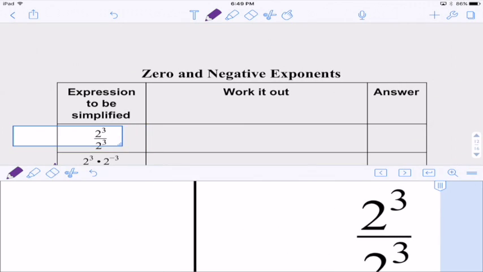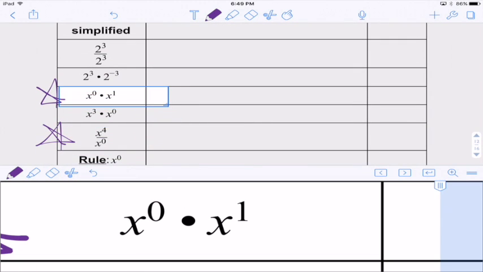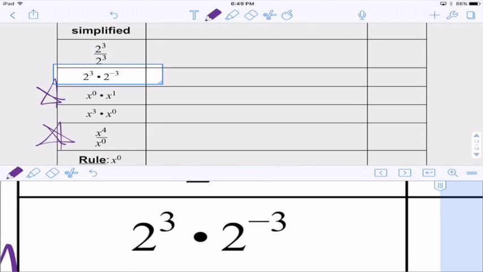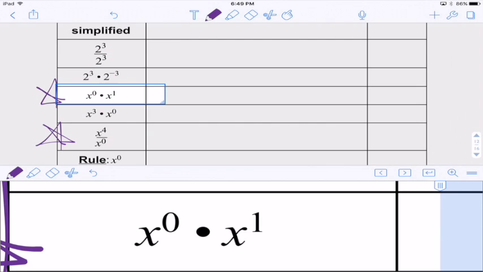I'm only going to do two examples. I think you can catch on pretty quick when you do this. Remember, when you divide, you subtract exponents. When you multiply, you add exponents. There's my two hints. So the first one is if we multiply, we add.